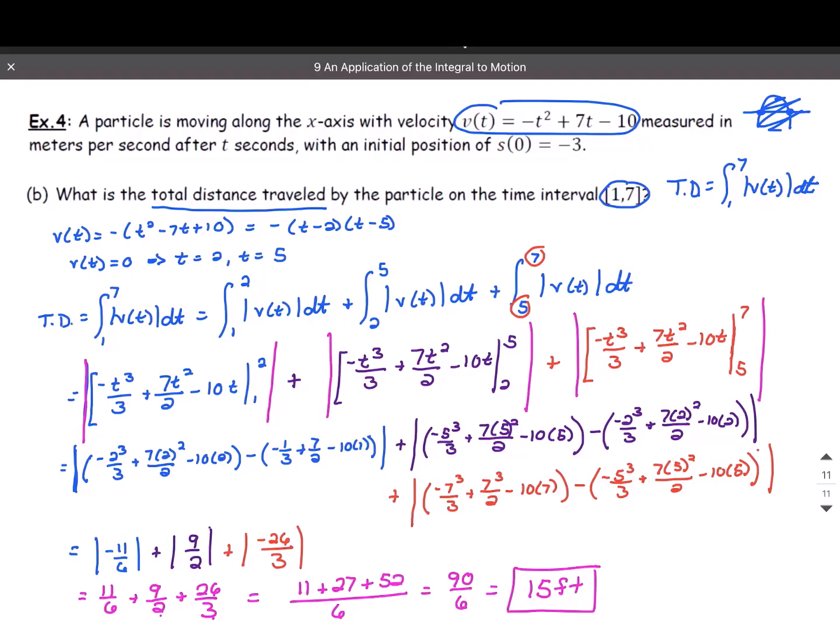All right, my darlings, so we have looked at an application of the integrals to motion. Make sure you understand the difference between how to find position, how to find total distance traveled, and how to find displacement using your integrals.